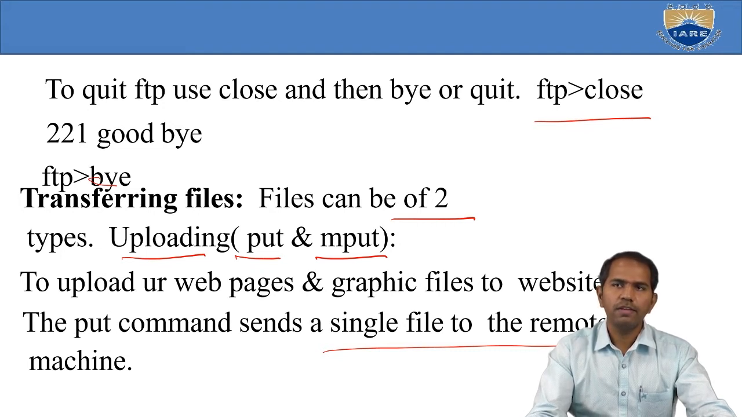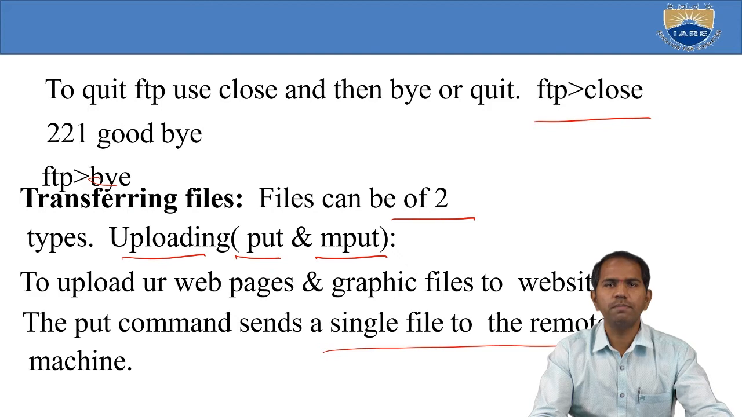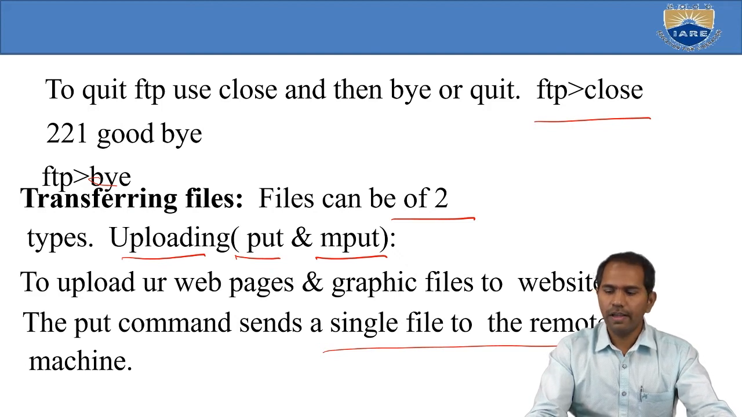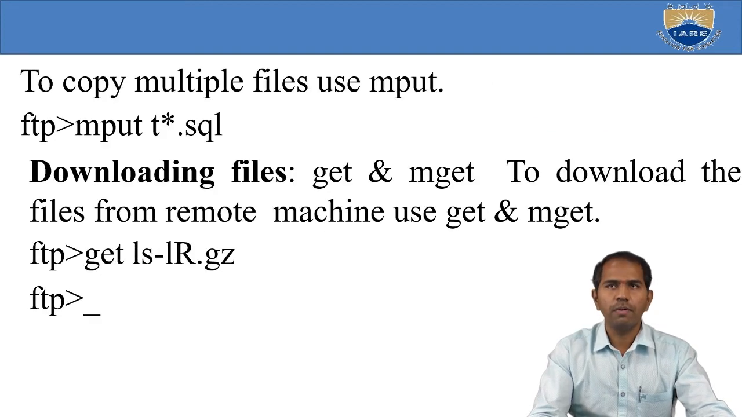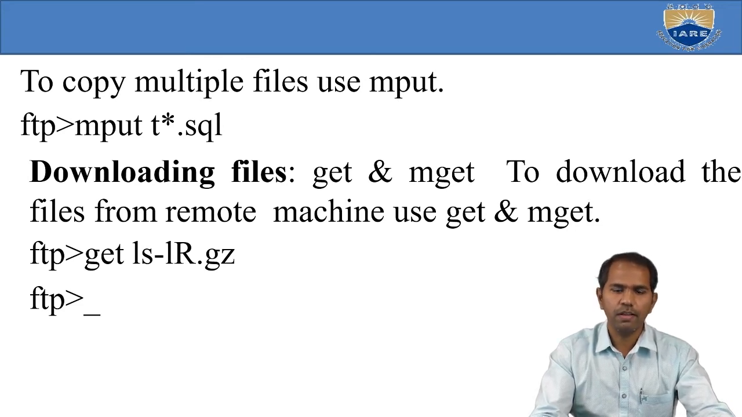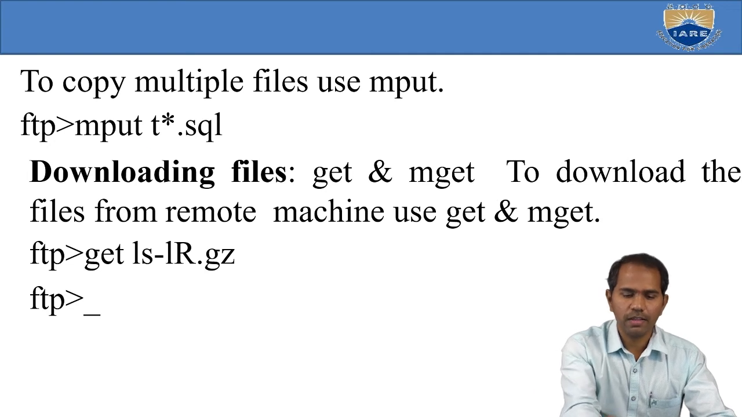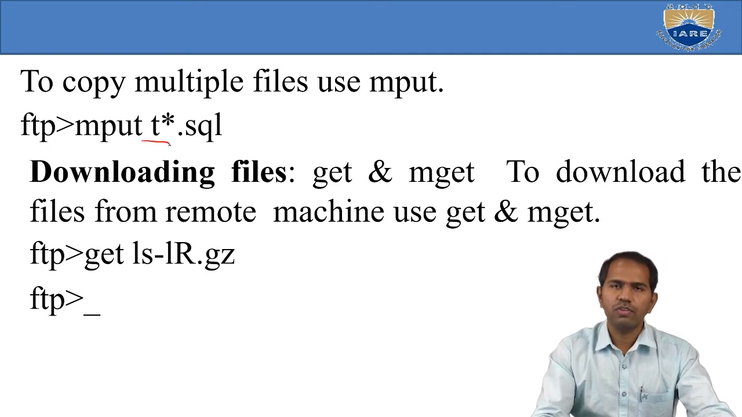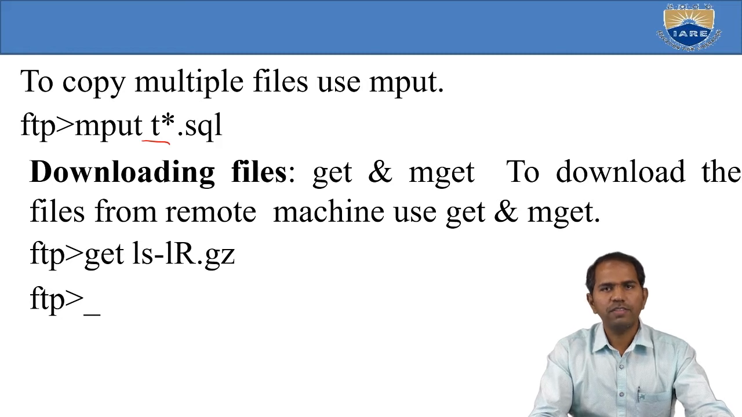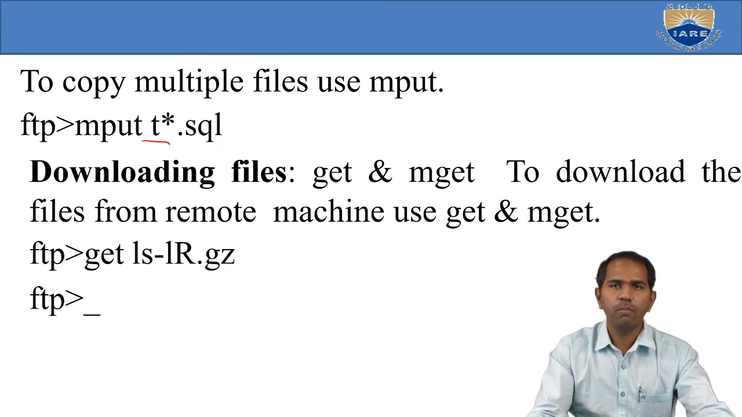The put command sends a single file to the remote machine. The second one is mput. Mput means copy multiple files, so use the mput command. For example, mput t*.sql, where all SQL files whose names start with T are transferred to the remote machine. First one is put, a command for a single file, for uploading a single file.